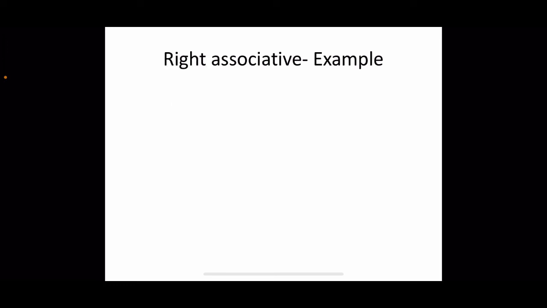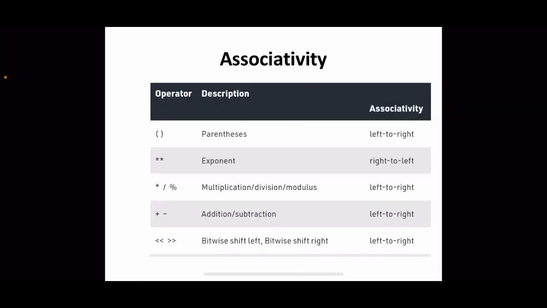Now let us see an example for right associative. That means the evaluation starts from the right side. Here we are given the example 3 to the power 4 to the power 2, and this exponent operator is right associative. That means we have to start from the right side. First we have to evaluate 4 to the power 2, that is 16. Next we have to apply the other operator, that is 3 to the power 16, and this will be the answer. Always remember that the exponent is right associative. So these are the different associativities.